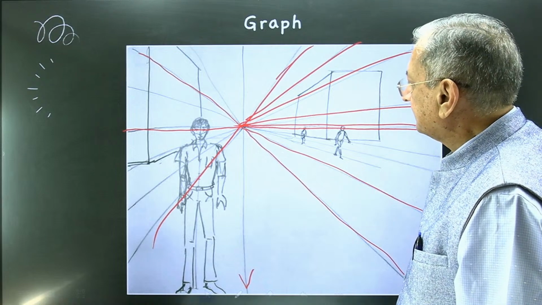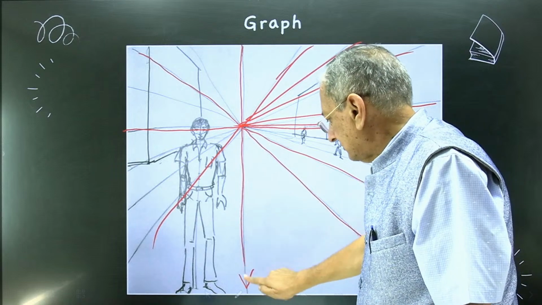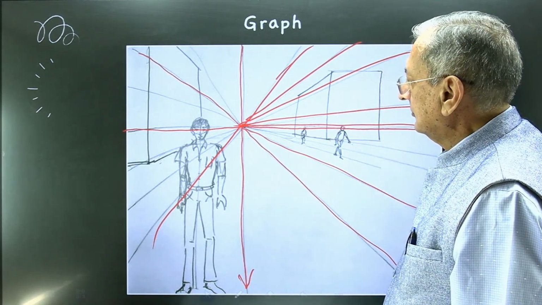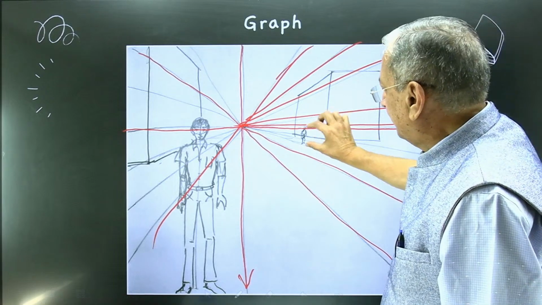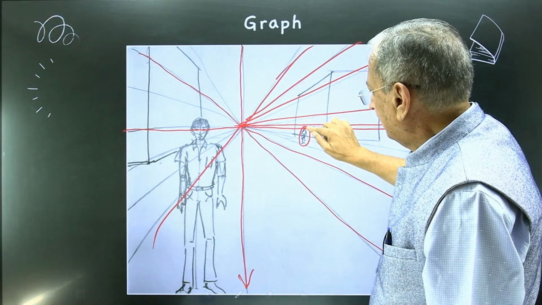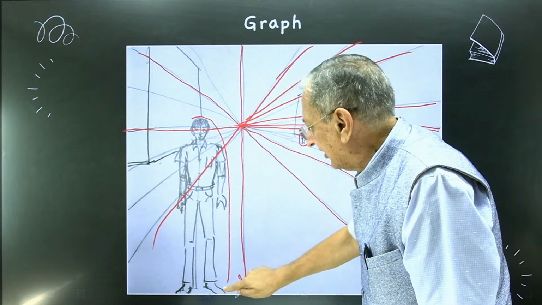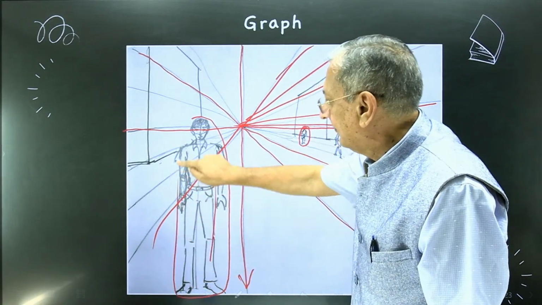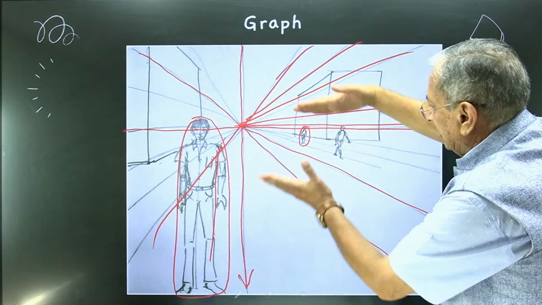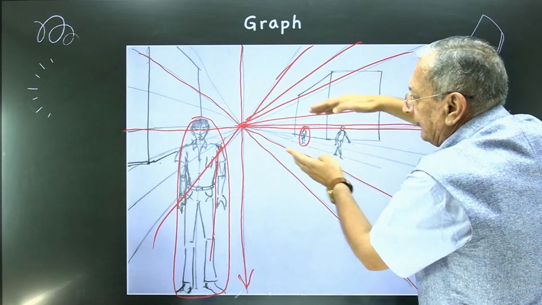Okay? This guy here is of the same height as this guy near to us. What has happened? This guy is of the same height as this guy moving ahead of him.